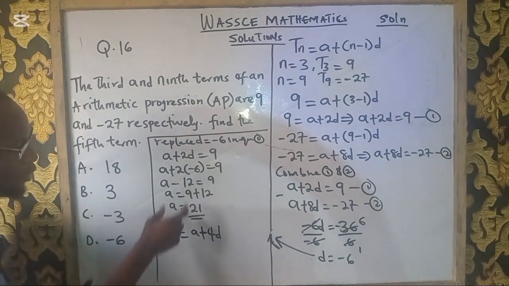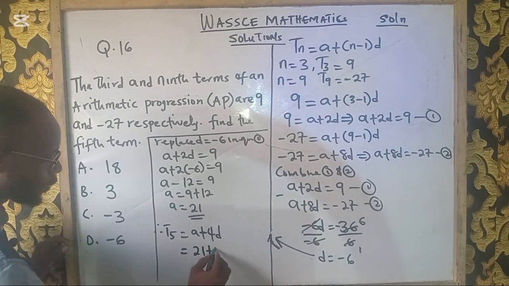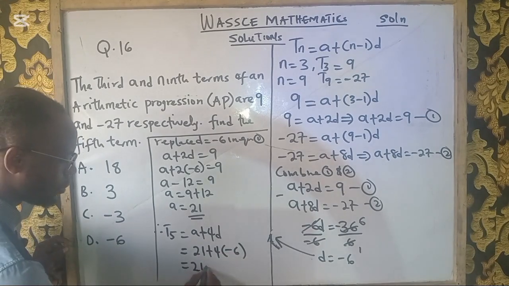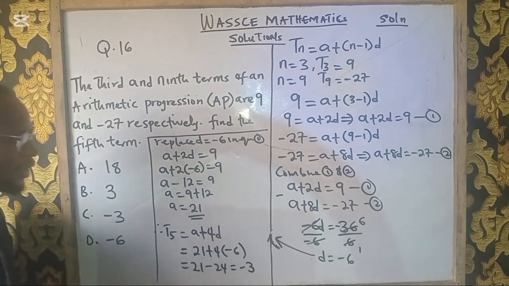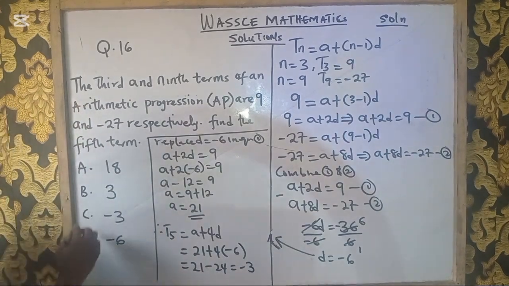So let's replace the values of A and d into this expression. We have 21 plus 4 bracket minus 6, and that will give us 21 minus 24. That will give us minus 3 as our final answer. So the fifth term of this AP is minus 3, which is option C.